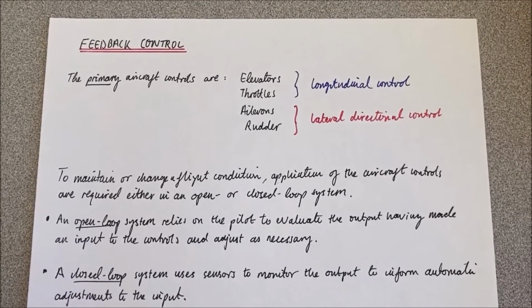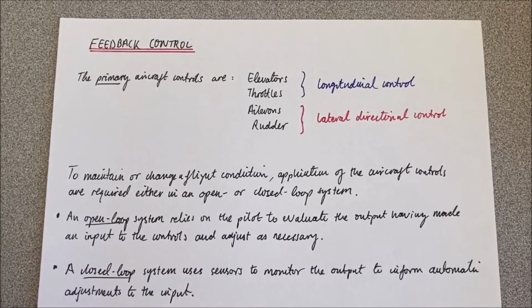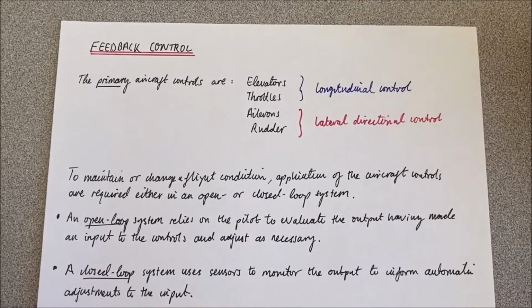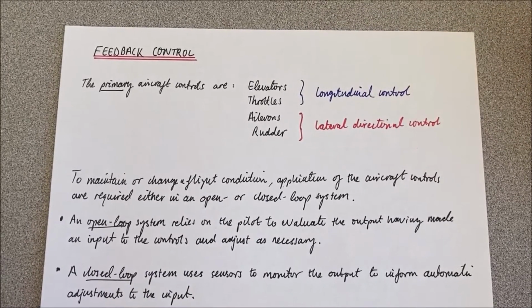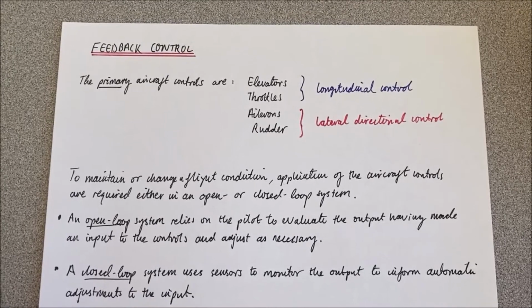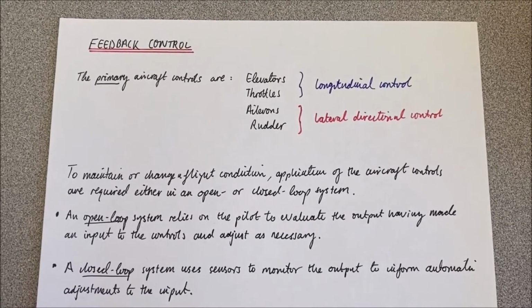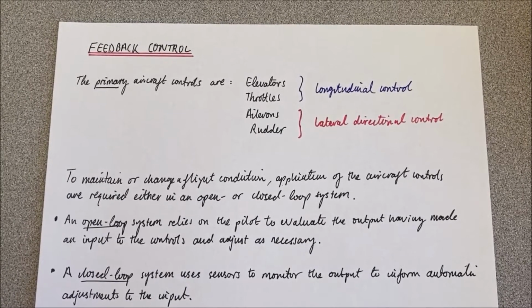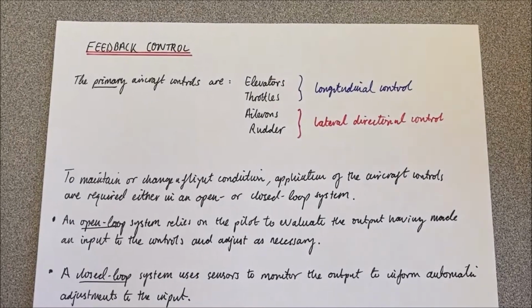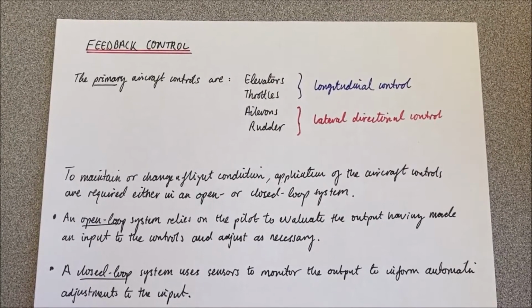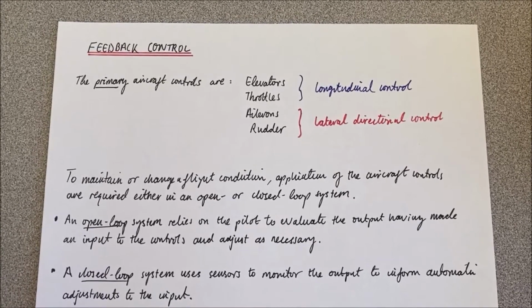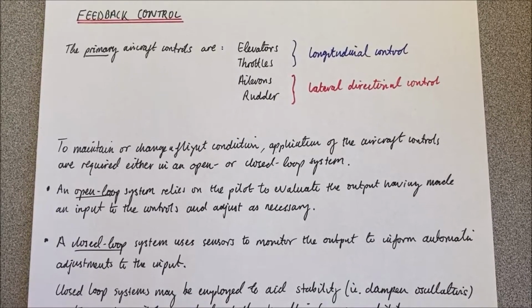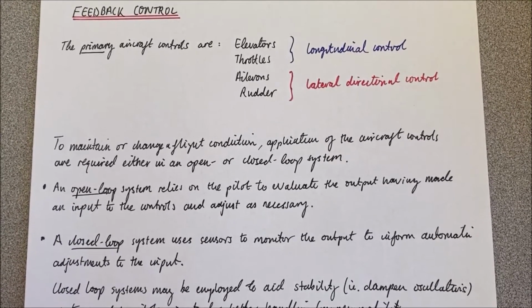So what a pilot can do to maintain or to change a particular flight condition to another is to apply either the longitudinal or the lateral directional controls, or a combination of both, and then basically monitor what happens, right? So it's all about obtaining a new flight condition or maintaining a given flight condition, right? And there are different ways of assessing whether your control input was successful or not, right? And this boils down to what's known as both open loop and closed loop systems.